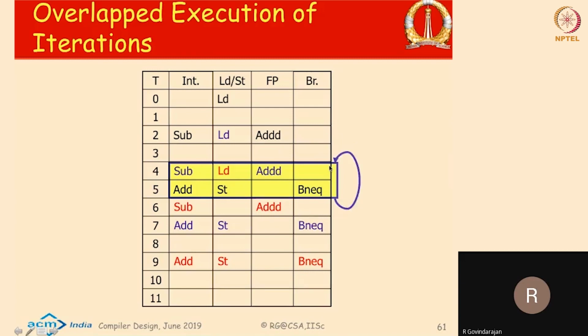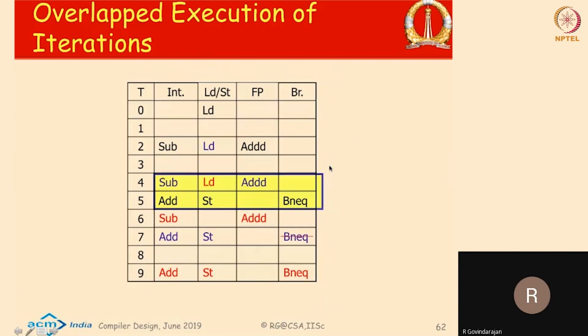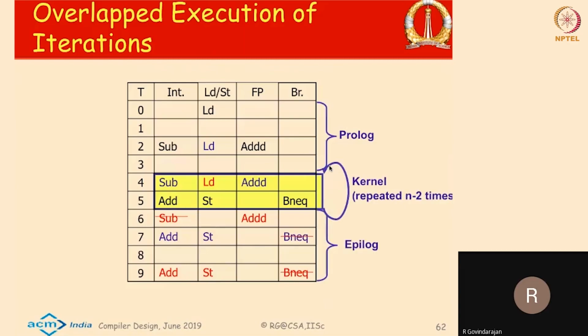There is something called a prologue, which takes a little long. This part is what is called the prologue, which is the initialization part. This part is the kernel, which is what is going to be repeated, and this part is the epilogue. So you have 1 prologue and 1 epilogue, and you repeat the kernel n-2 times in this particular example. So if you have a very large value of n, effectively you get what is called 2 cycles every iteration.